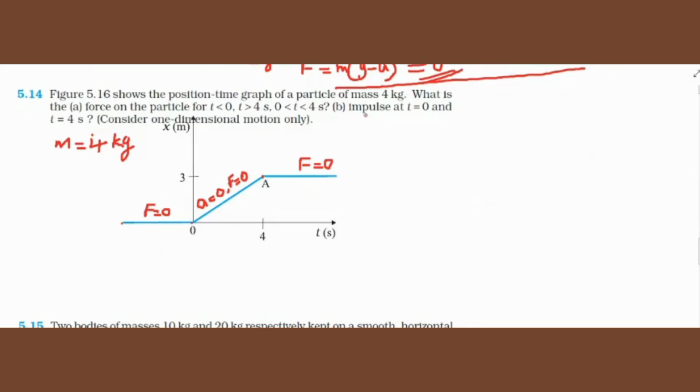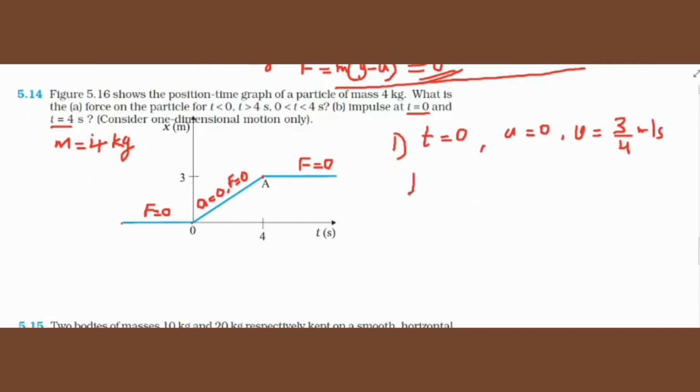Now calculate the impulse at t equal to 0 and t equal to 4. So the first case I am going to take, t equal to 0. When t equal to 0, the initial velocity u is equal to 0, the object is at rest. And how much is the final velocity v? You can calculate the final velocity v by taking the slope of the position-time graph. Slope gives velocity. So slope means y segment divided by x segment, that is 3/4 m/s.